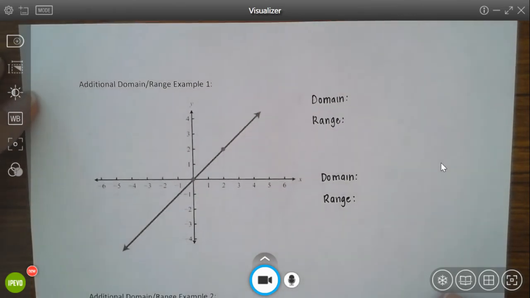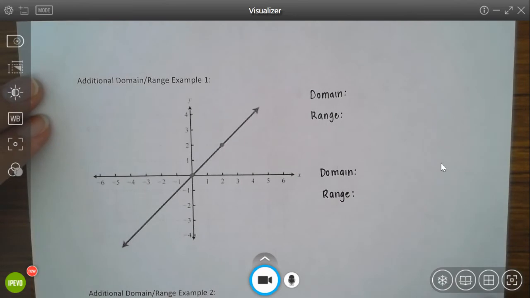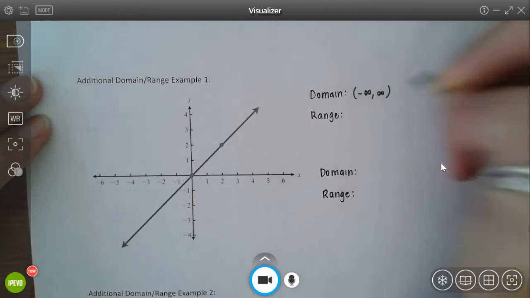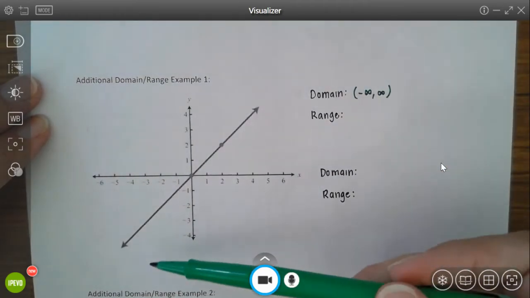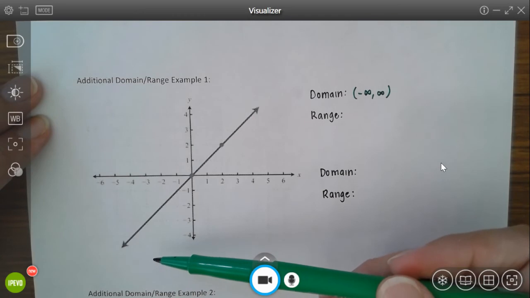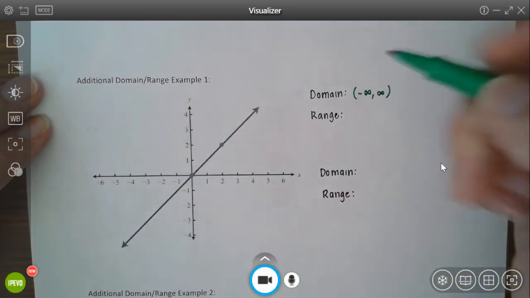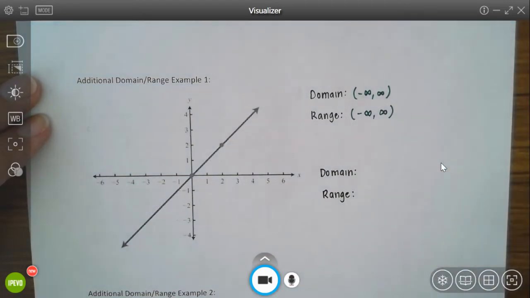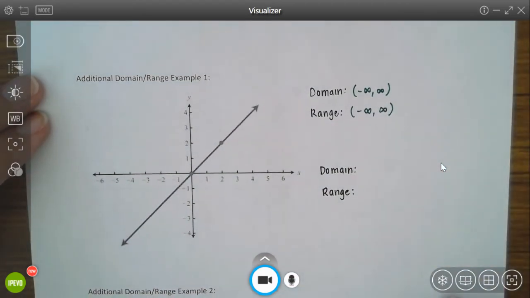So this is a pretty basic graph of obviously a linear function. Its domain, its x values from left to right, would be all real numbers or negative infinity to positive infinity. And then again, if we're talking about the range, we're talking the y values, so from the bottom to the top. We would also say that the range would be all real numbers or negative infinity to positive infinity. So how do we write that in set notation?